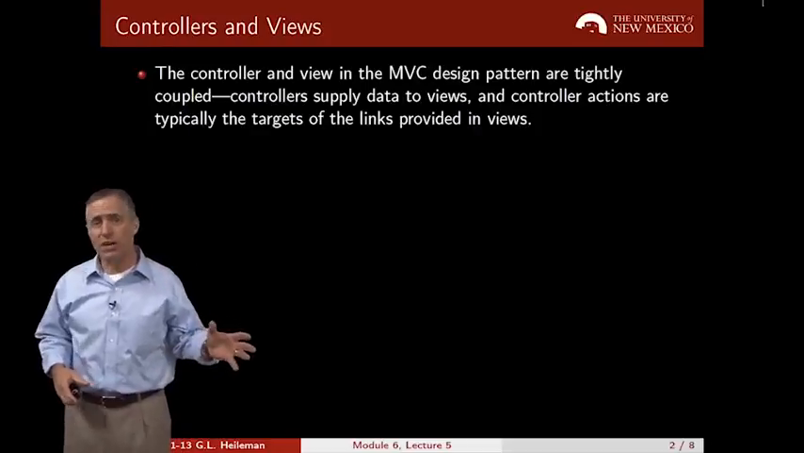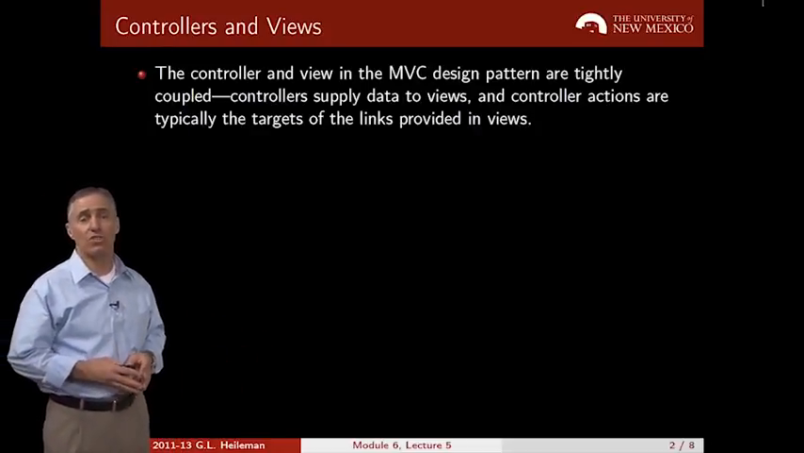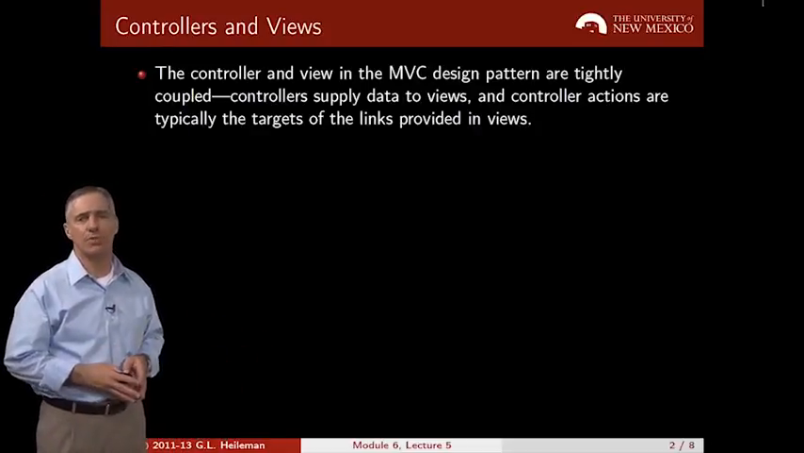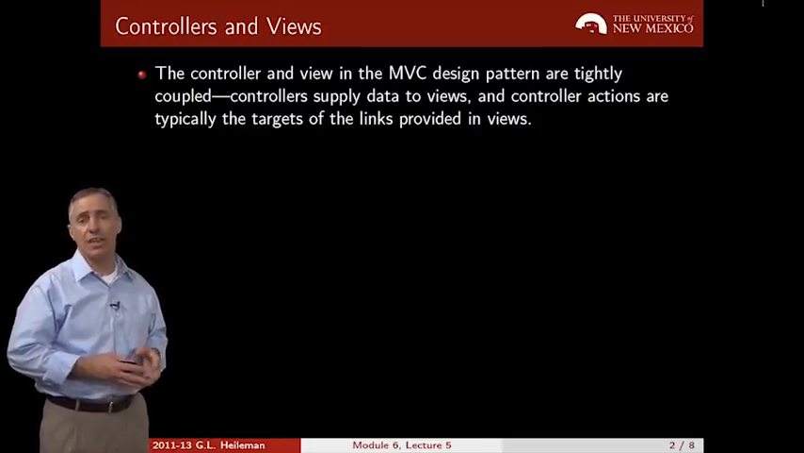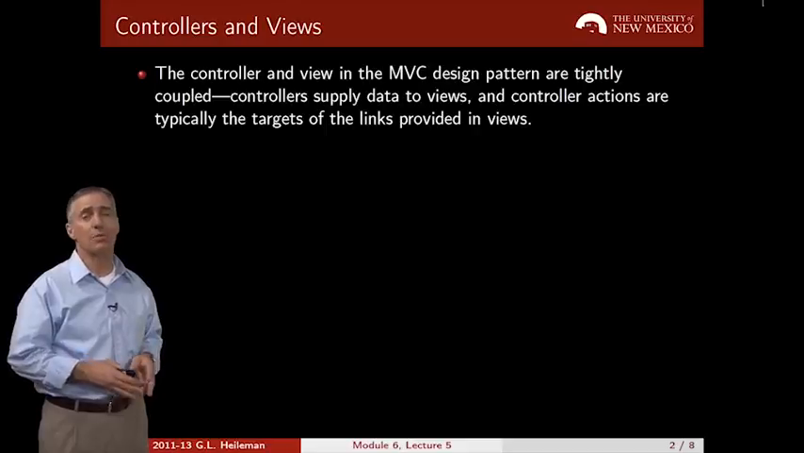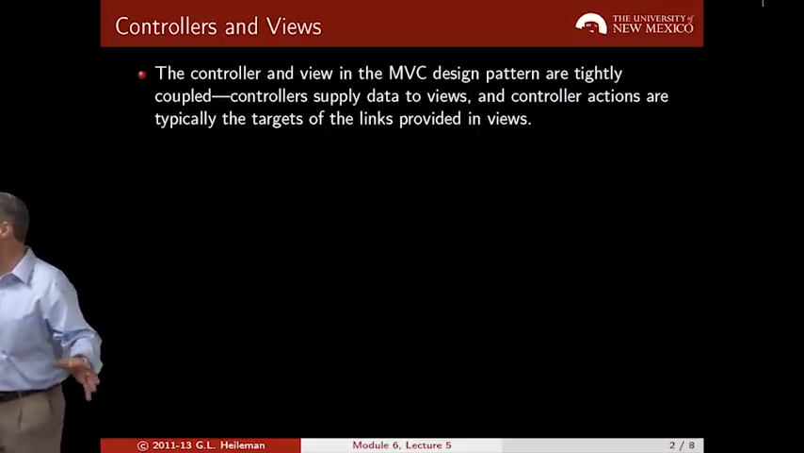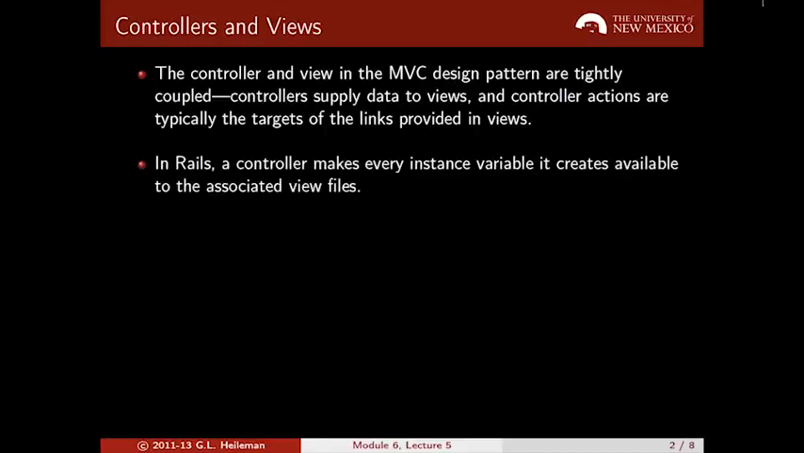Now, the controller and view in the model view controller design pattern are very tightly coupled. So recall that the controllers supply data to the view, and that controller actions are very commonly the targets of the links that you find in your Rails views. Now in Rails, a controller makes every single instance variable that it creates available to its associated view file.